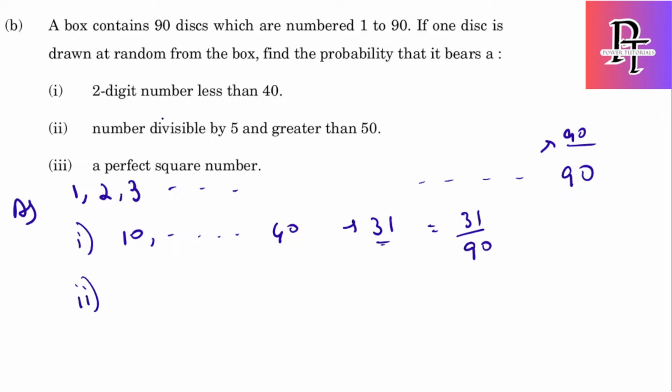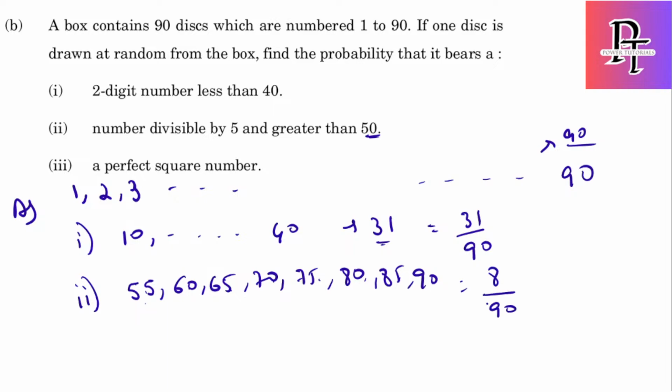Second, numbers divisible by 5 and greater than 50. So the winning cases will be 55, 60, 65, 70, 75, 80, 85, 90. They clearly mentioned greater than 50, so it should start from 55 and go until 90. So total numbers are 1, 2, 3, 4, 5, 6, 7, 8. So it is 8 by 90.